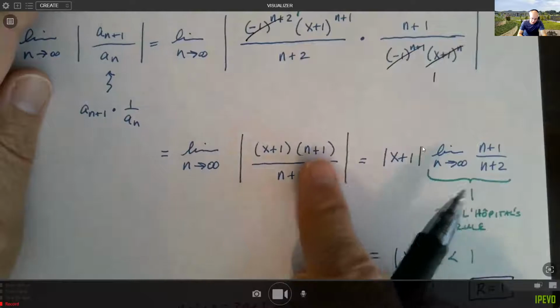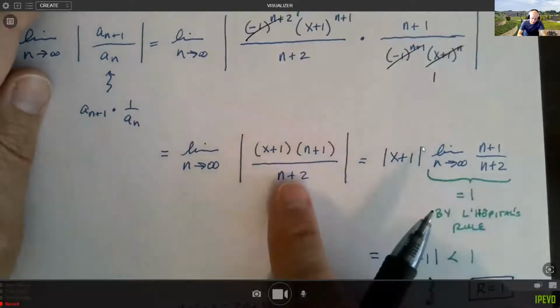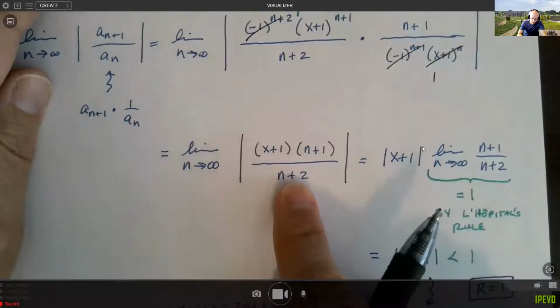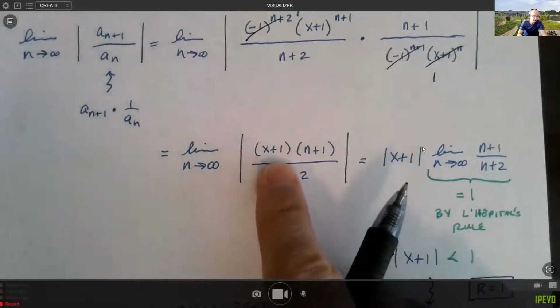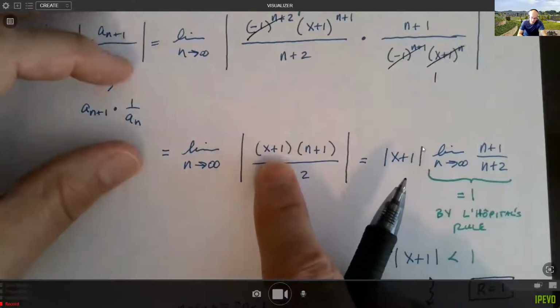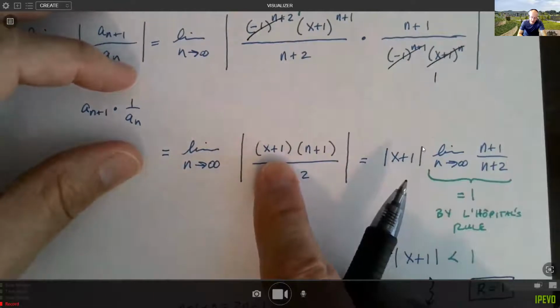Okay, now when I take the absolute value, I'm going to go ahead and take the n plus 1 divided by n plus 2 out of the absolute value bars because they are always positive. But the x could be something such that x plus 1 is negative. So like if x is -2, -2 plus 1 is -1. That would be a negative value. So I need to keep that in the absolute value bars.